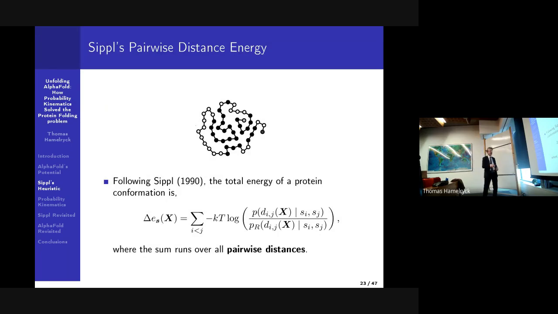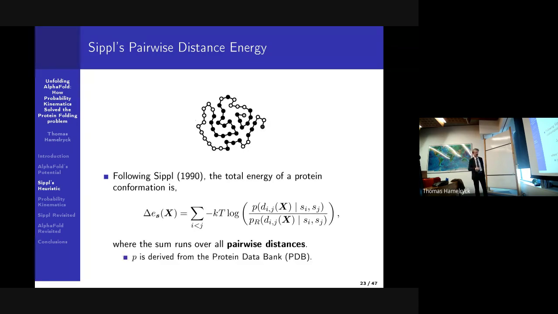And so, following Sippl, we end up with the total energy of a protein, and that's equal to this. Just sum over all pairs of amino acids the logarithm of the probability of finding the two amino acids at a certain distance from each other, divided by the probability of finding two amino acids at that same distance in this reference state.